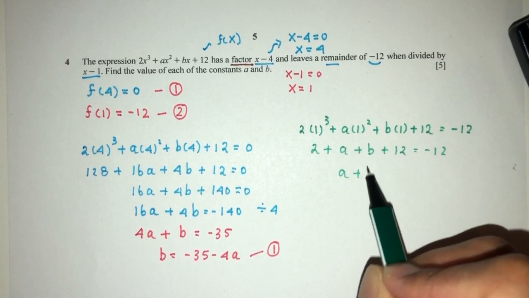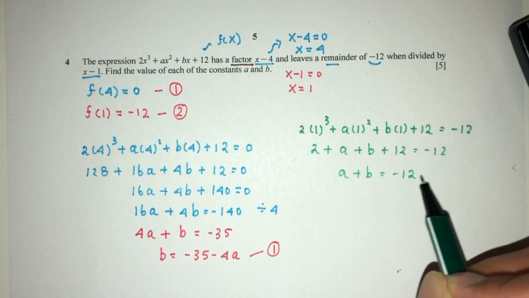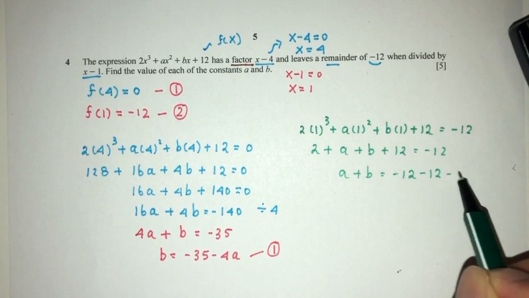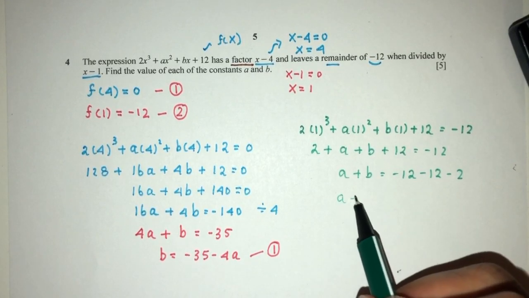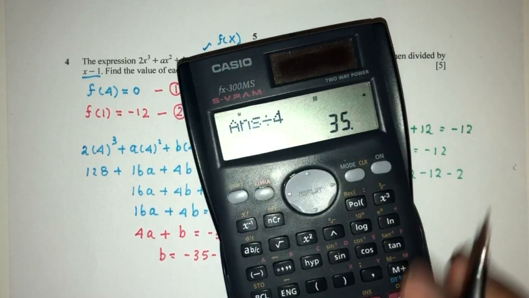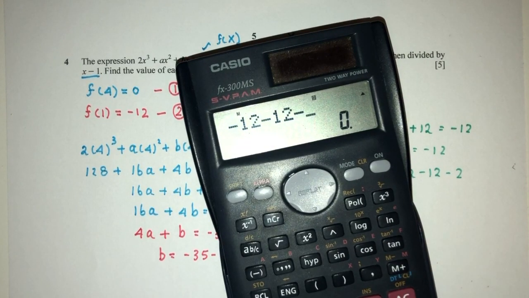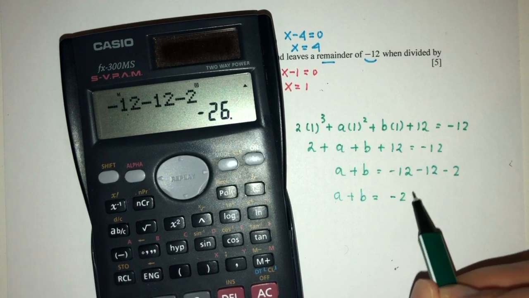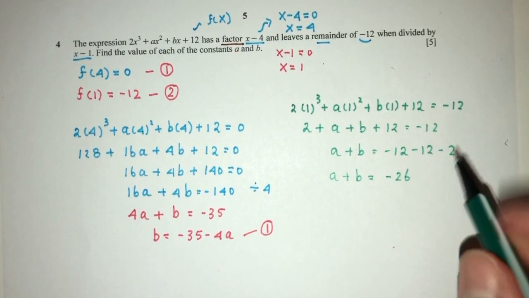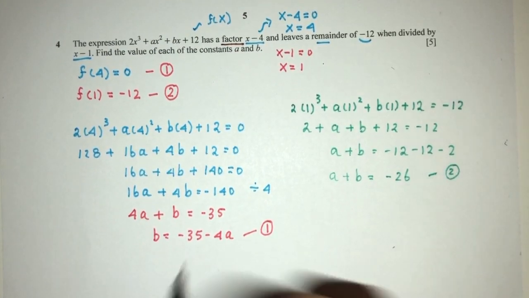Now a plus b has to be what? Minus 12 and minus 2, right? So a plus b has to be minus 12 minus 2, that should be minus 26. Okay, so that will be my equation number 2.